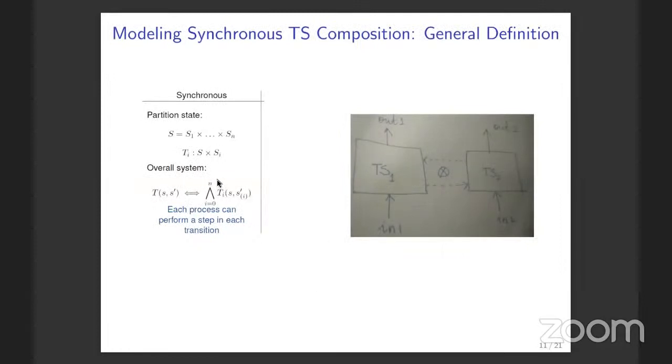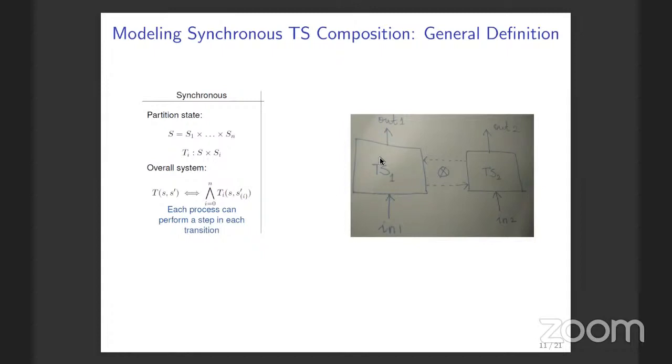So what you have is each of the systems has its own set of states, and the universe of the combined composed system is the cross product of all these states. Okay, and the formula for the combined transition system is just a conjunction of each of the individual transition relations, because what you have is something like this.